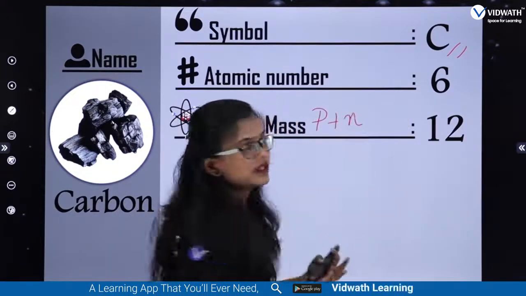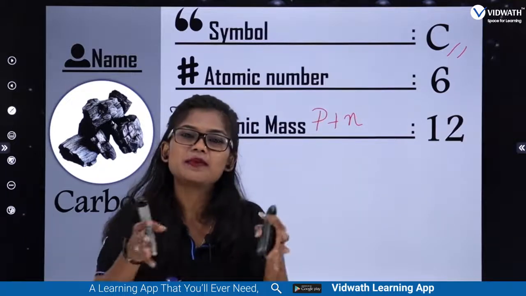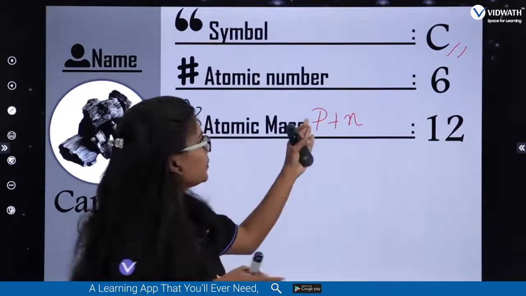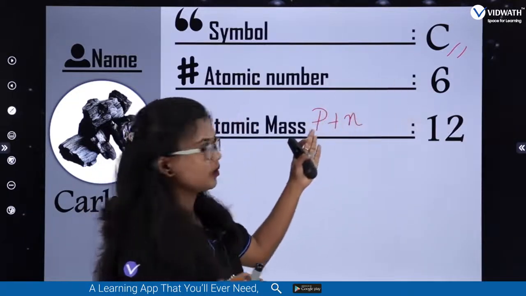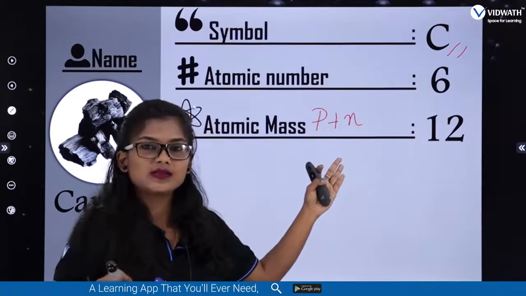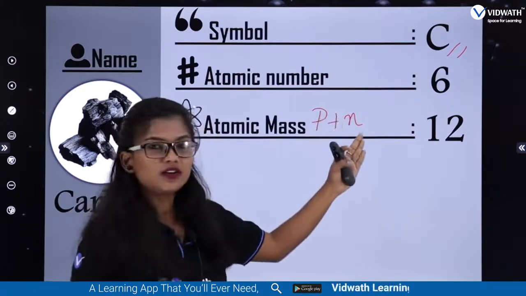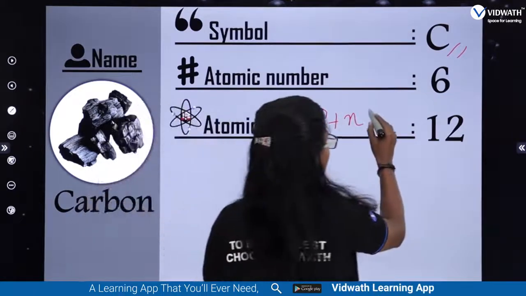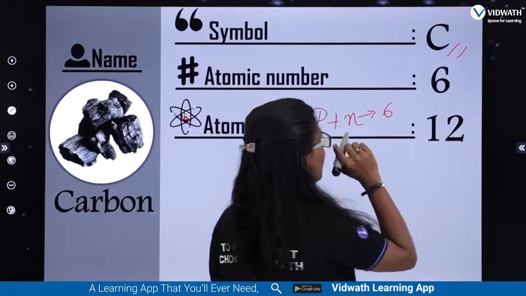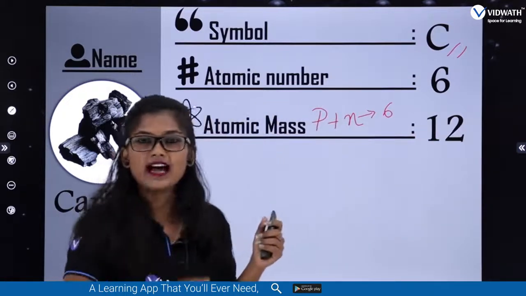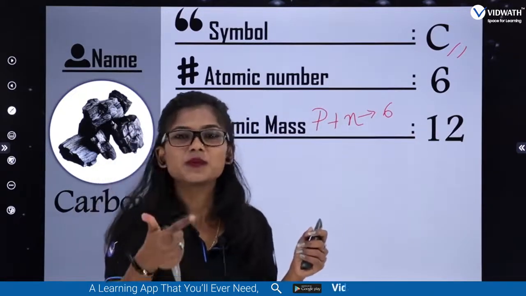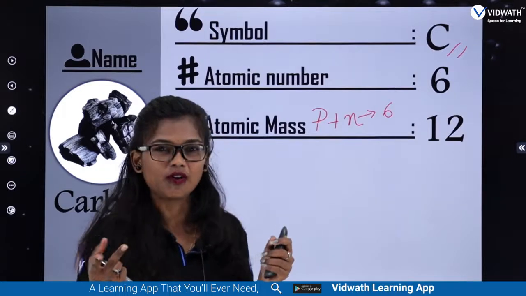We know that atomic mass is nothing but the sum of protons and neutrons. The atomic number is 6, so the number of protons is also 6. Coming to the neutrons, of course, the number of neutrons will also be 6. So the carbon contains 6 electrons, 6 protons and 6 neutrons, right?